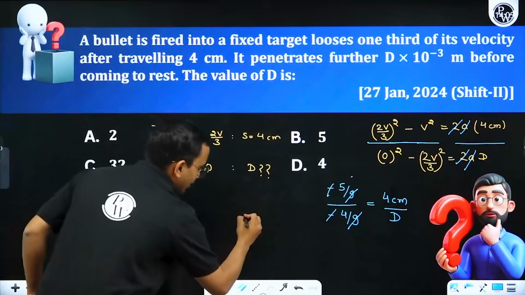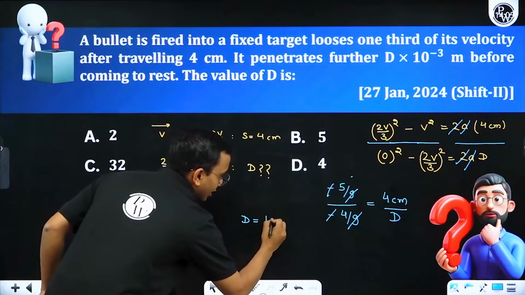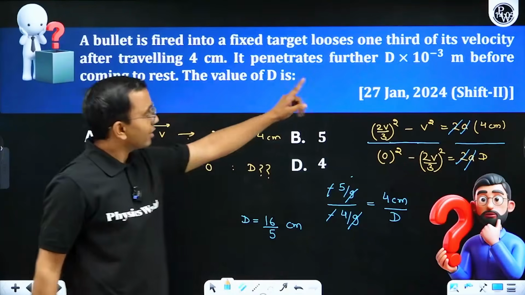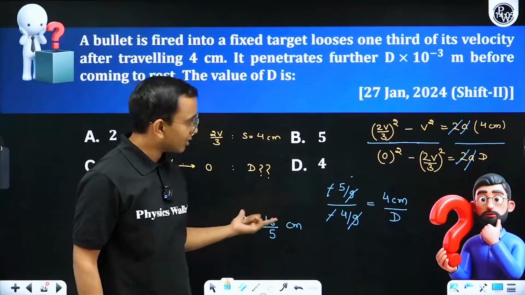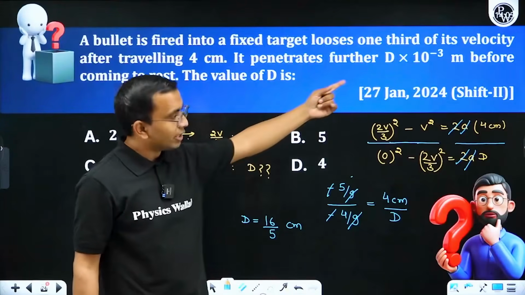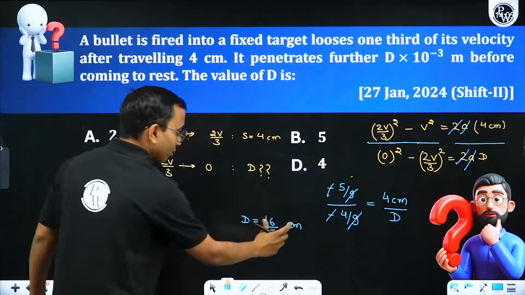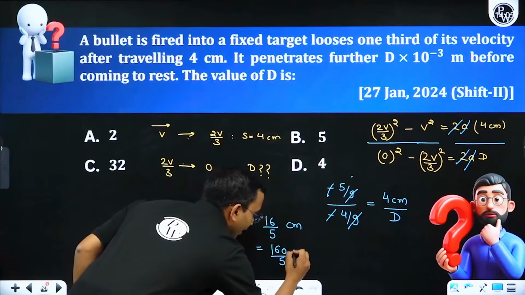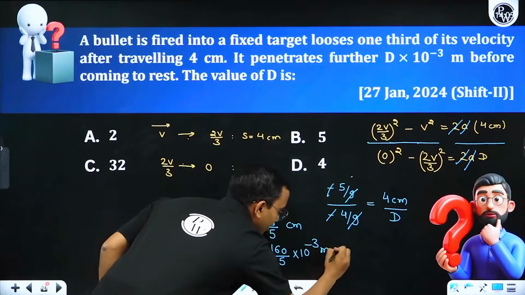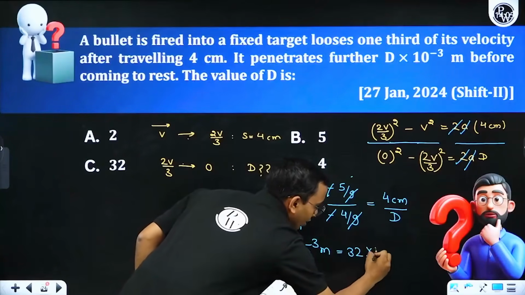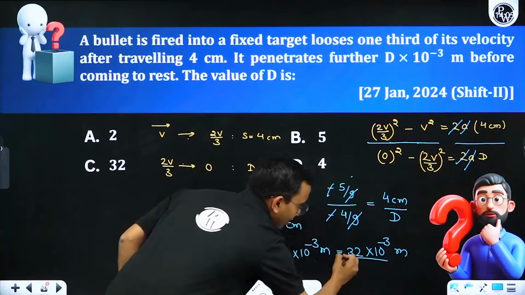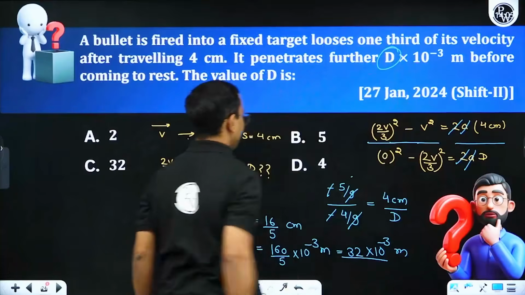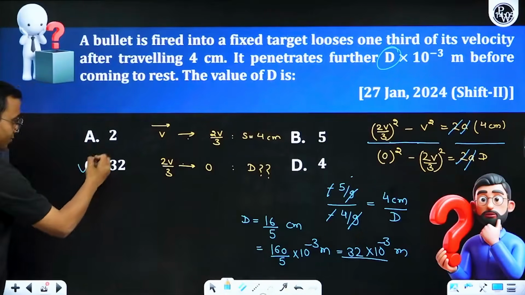Okay, so d is 4 into 4 is 16 by 5 centimeter, and d is given as the distance. Sorry, here I considered that distance only d. So that distance is mentioned in terms of 10 to the power minus 3 meters. Centimeter is 10 to the power minus 2 meters. So it will become 160 by 5 into 10 to the power minus 3 meters. So what is this? This is 32 into 10 to the power minus 3 meters. So the final distance is this, and that is written as d into 10 to the power minus 3. So d becomes 32. That is option C.